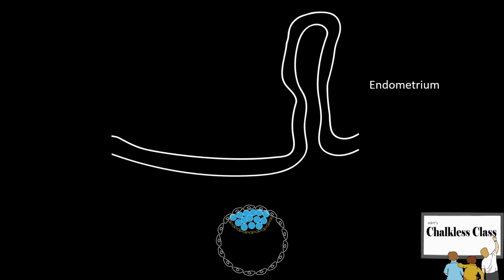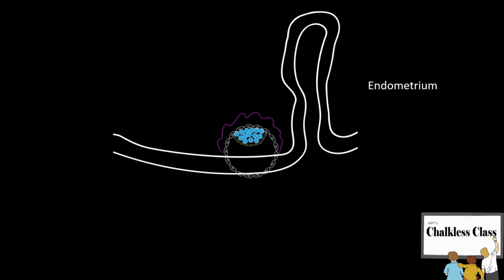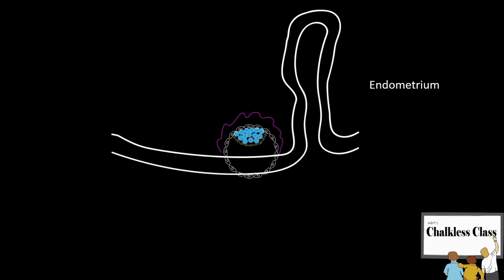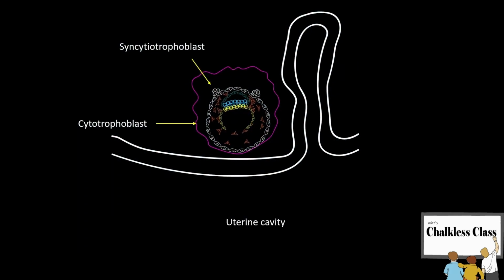In the early phase of implantation, the blastocyst penetrates the uterine epithelium. The differentiation of cellular trophoblast occurs just before its implantation. The cellular trophoblast divides into outer syncytiotrophoblast and inner cytotrophoblast. Small projections of syncytiotrophoblast insert themselves between uterine epithelial cells. The entire blastocyst is enclosed in the endometrium.